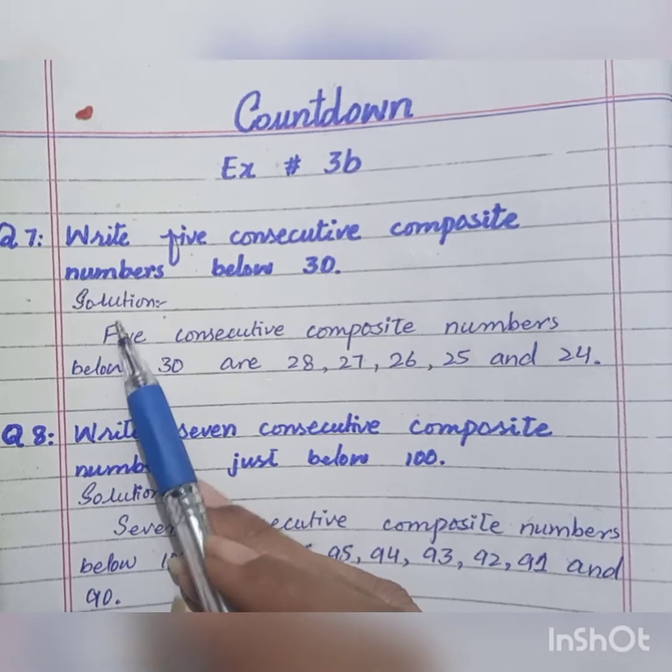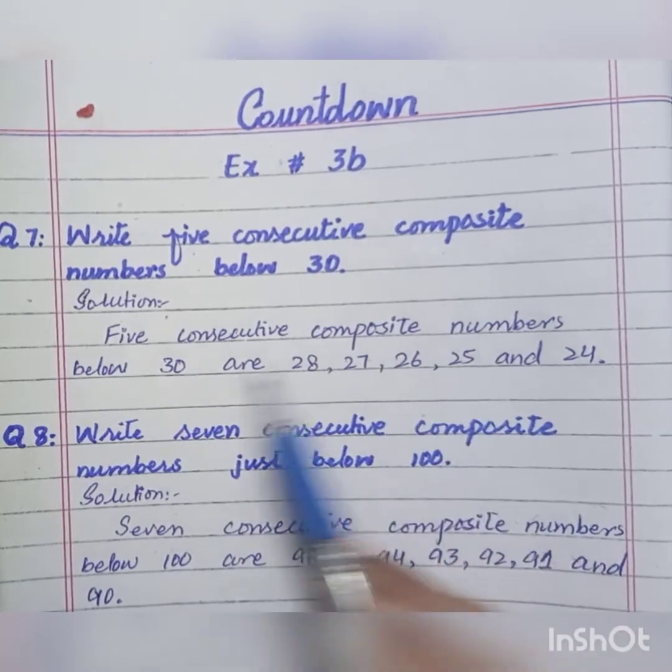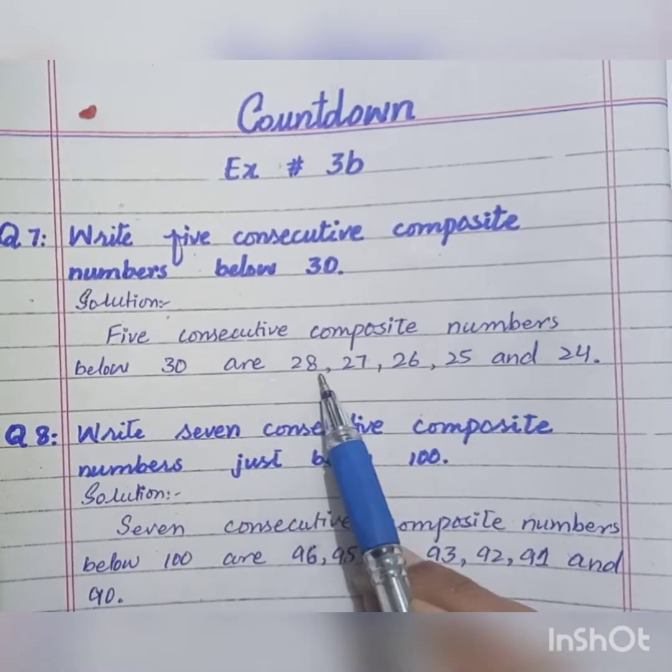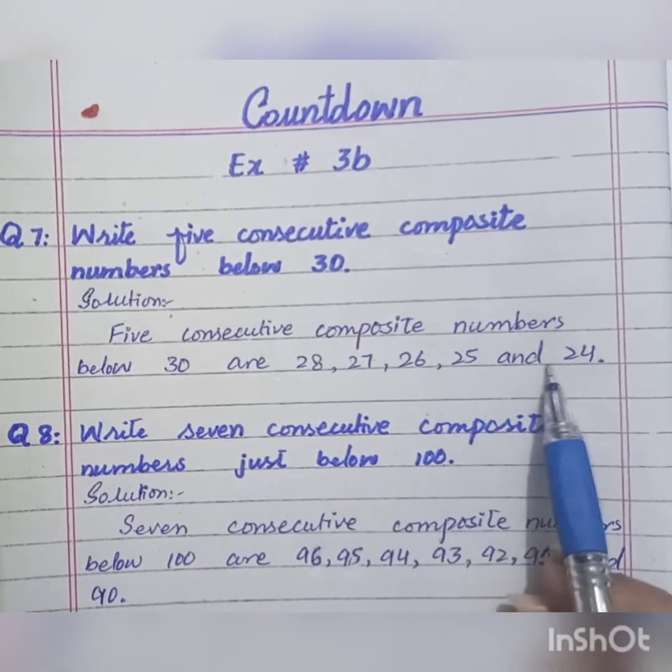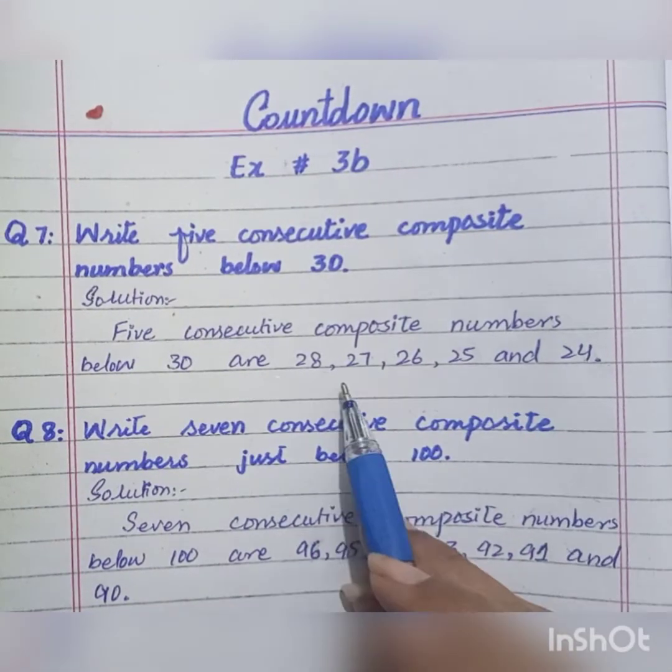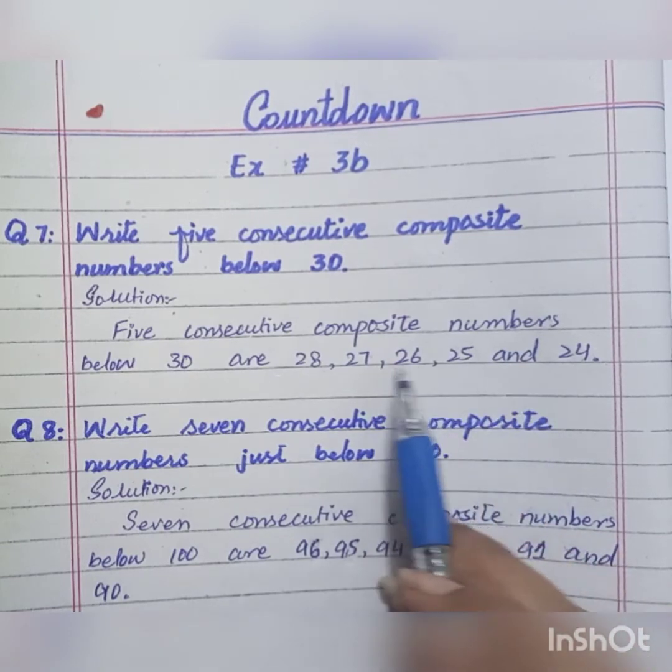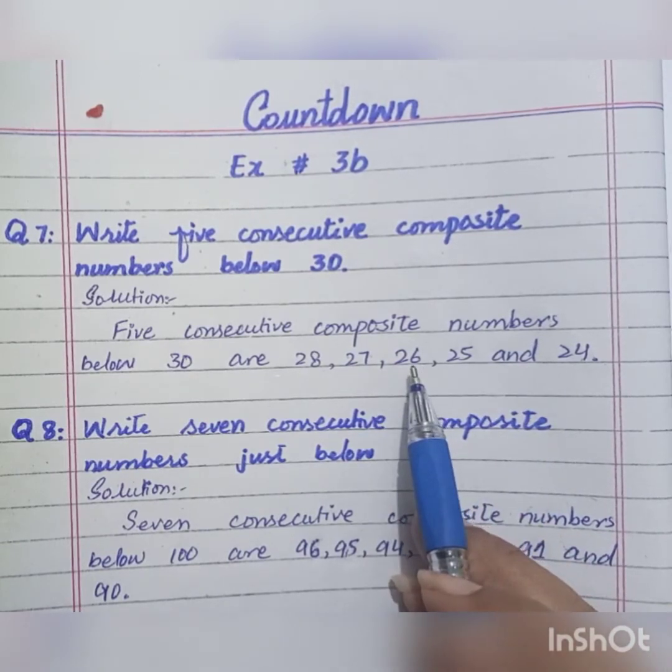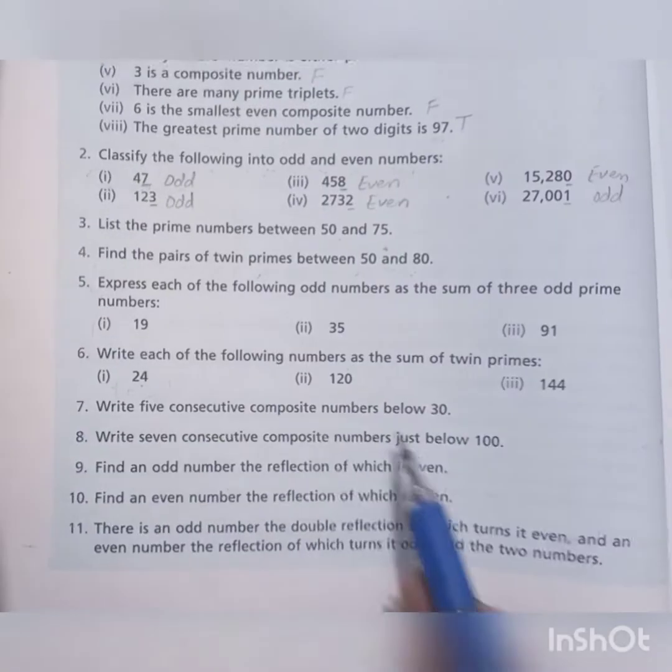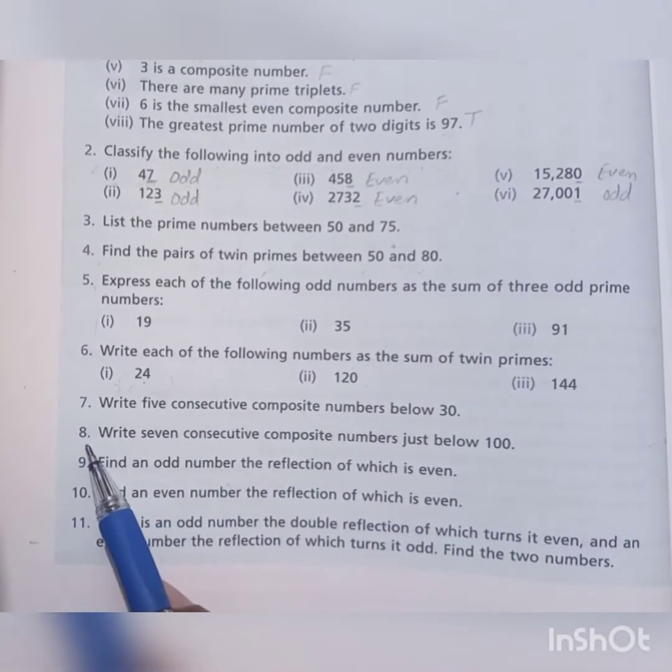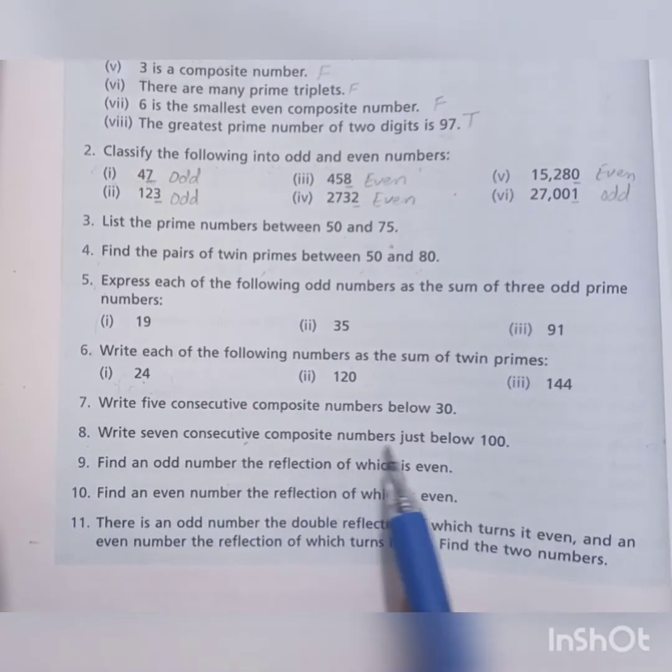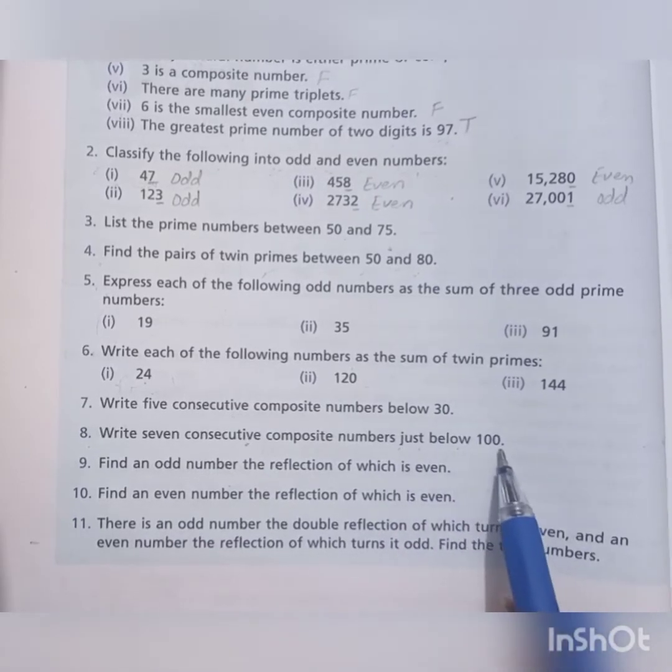Now students, the solution is 5 consecutive composite numbers below 30 are 28, 27, 26, 25 and 24. And we can see that these are the consecutive composite numbers. There is no gap and no random numbers are mentioned. Let's move towards the next question, that is question number 8. Write 7 consecutive composite numbers just below 100.